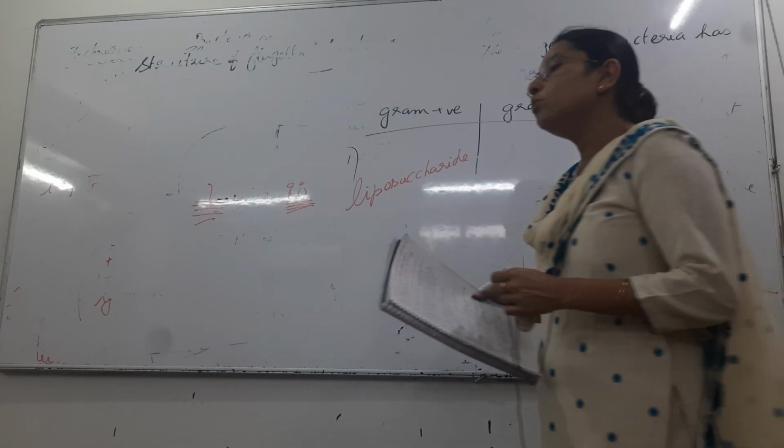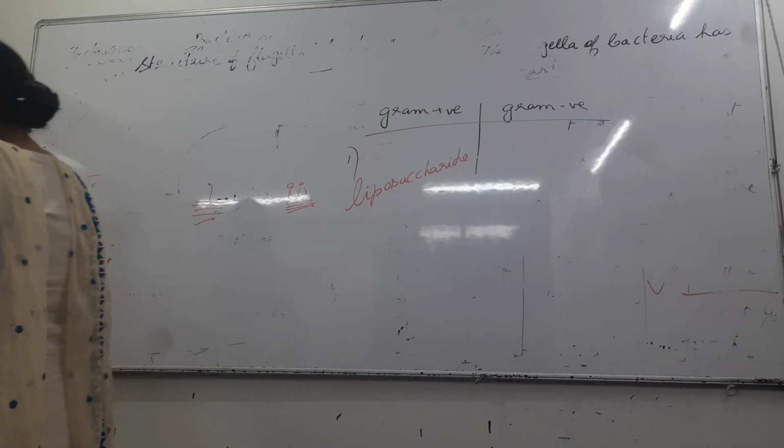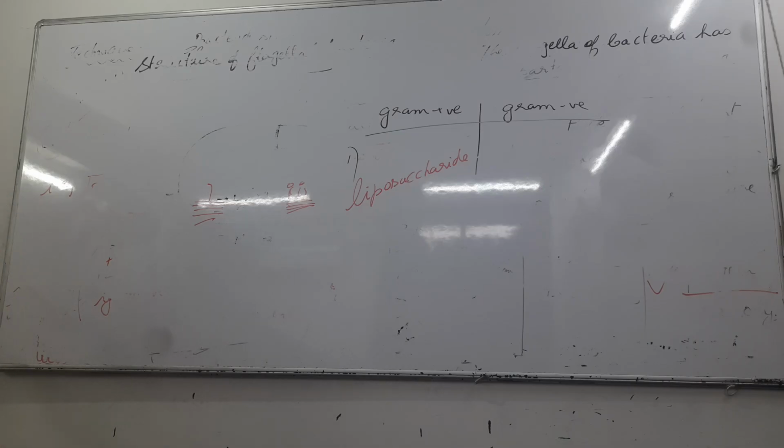Next point, more rigid, due to high concentration of peptidoglycan. Tar mane peptidoglycan beshi ase. Are epine less rigid.